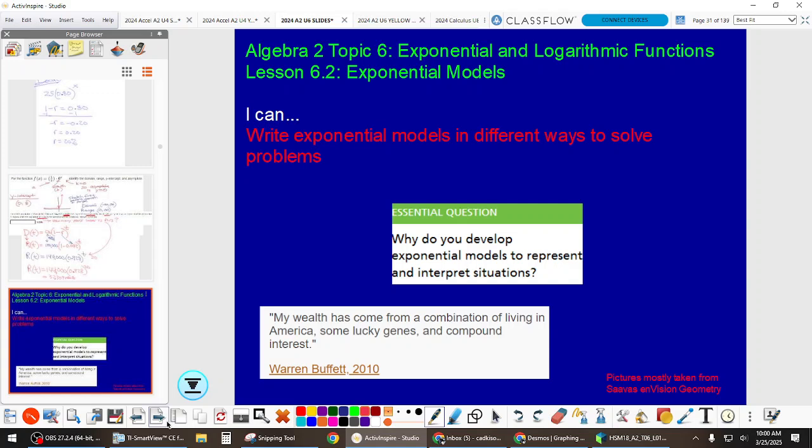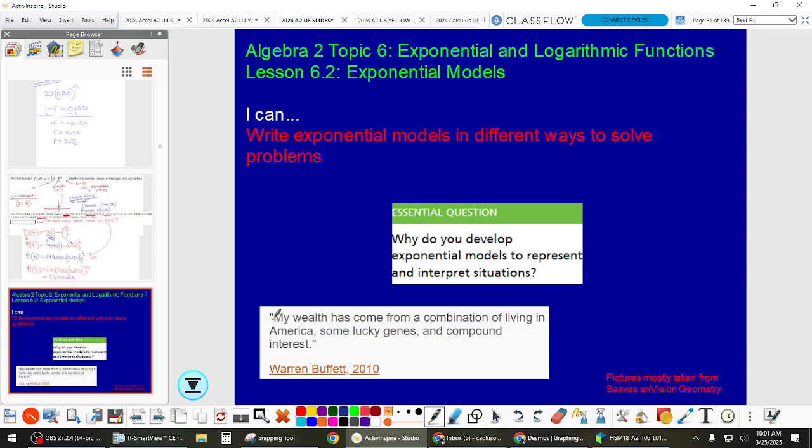Here's a quote from him. What do you suppose that means? This kind of gives you a clue about some of what we'll talk about in this section. I don't know what he means by lucky genes, but what do you suppose he means by living in America? How would that contribute to his wealth? Yeah, capitalism. It is indeed that.